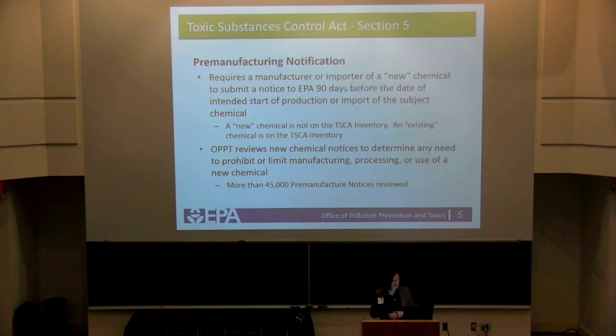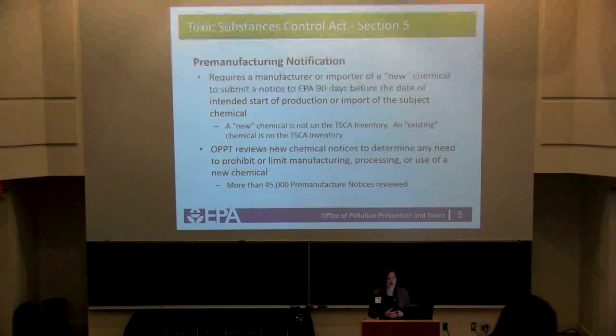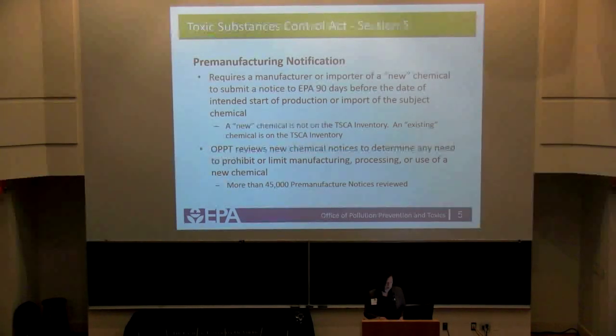So to date, we have reviewed more than 45,000 pre-manufacture notices. We get somewhere between about 1,000 and 1,500 a year. It's been as high as about 3,000 a year. Once a chemical has been reviewed and granted to be able to be in commerce in the U.S., the chemical then gets put on the inventory only after it is commercialized. Not all chemicals that we review end up being commercialized by companies, so we only put those that are eventually commercialized by a company on the TSCA inventory. So currently we have about 84,000 chemicals on the TSCA inventory.